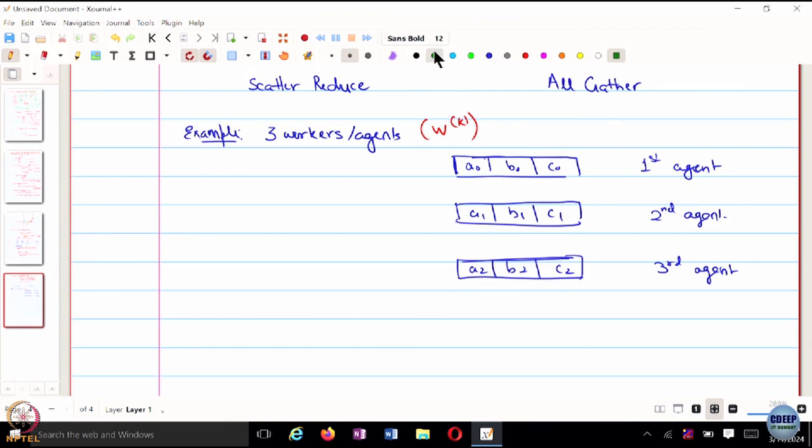In the first iteration of scatter reduce, the first agent relays the information on the first block to the second agent. The second agent relays the information of the second block to the third agent, and likewise for the third. When it relays that information, the incoming information is simply added to the previous entry. So what happens after the first iteration?